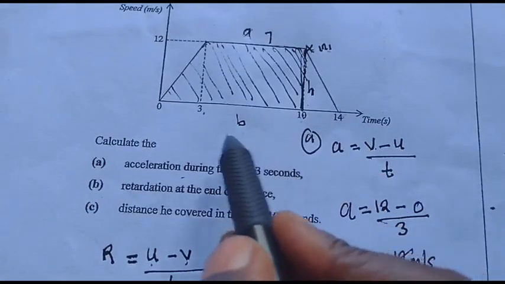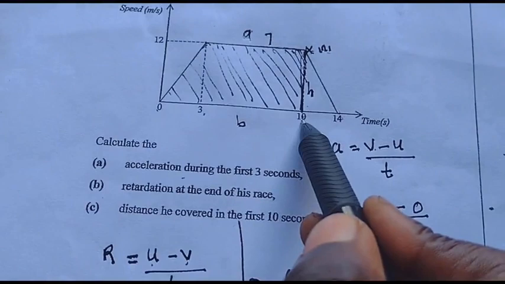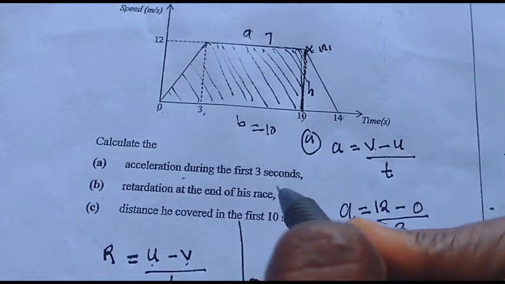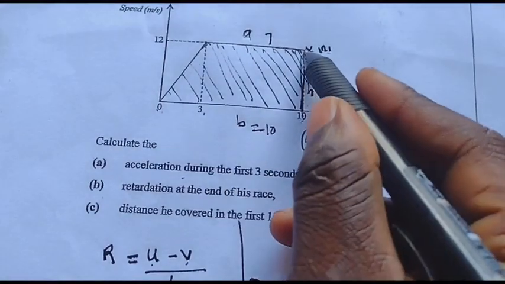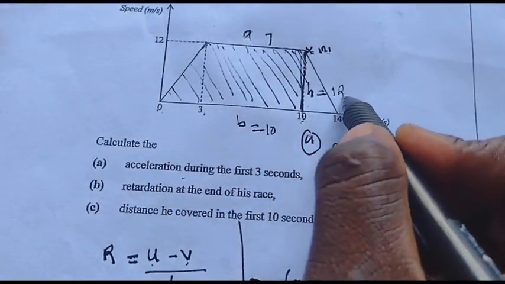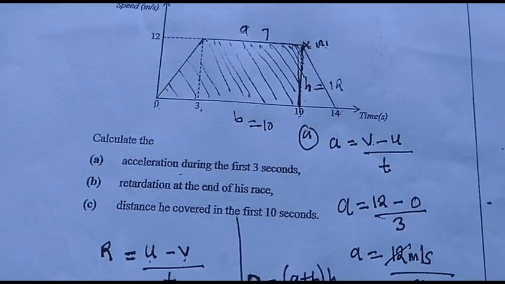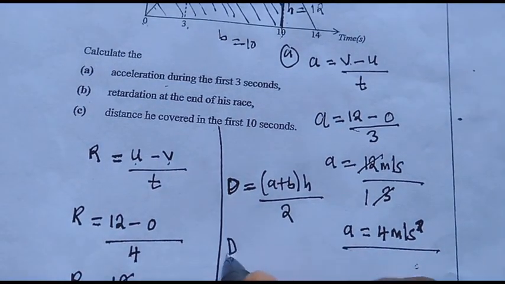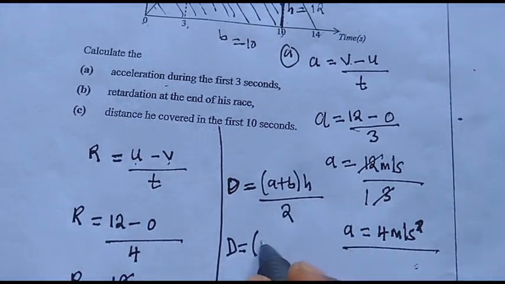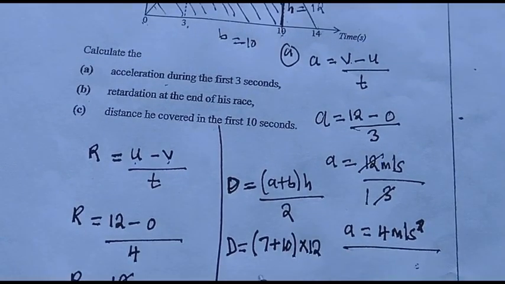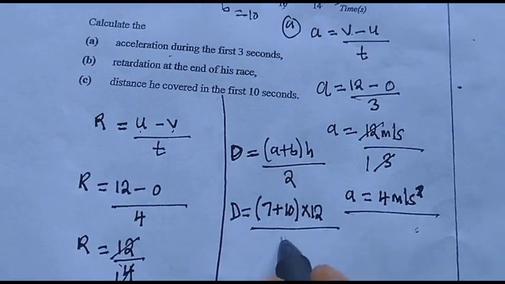Then for b, it's from here to here, so 10 minus 0. So b will be equal to 10. Then for h, the height from here to here, this is corresponding to this velocity which is here. So the height is equal to what? 12. So knowing that, let us come back to our formula and we put in the values. Distance is equal to, where there is a, we put 7, plus where there is b, we put 10, then times where there is h, we put 12, over 2.